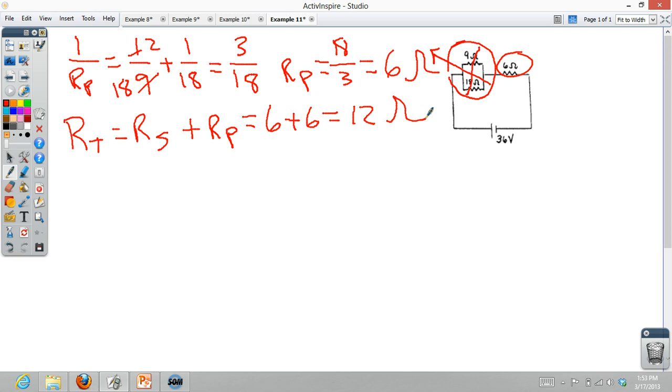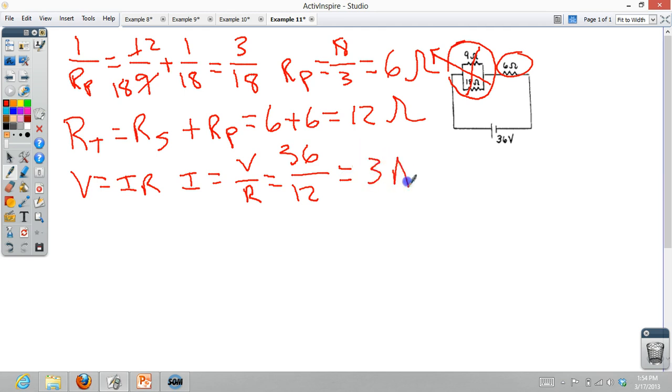We need to now go ahead and figure out what is the total current in the circuit. We know that V is equal to I times R, so let's rearrange the equation. I is equal to V over R. Our voltage is 36 volts, and we know our total resistance is 12. So if I divide the two, I end up with 3 amps. Now we know that in this entire circuit, we have 3 amps of current.